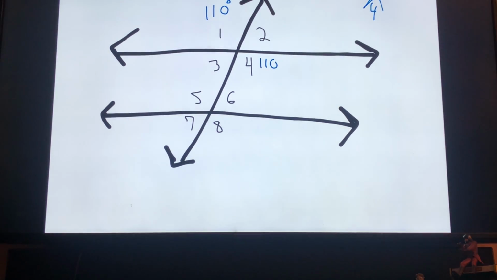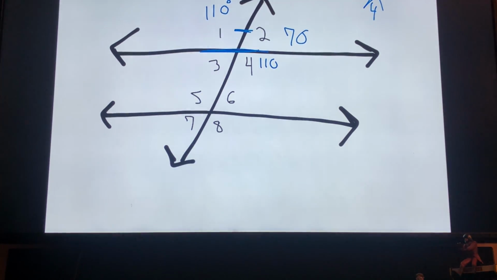This right here is a straight line, 1 and 2. So if this is 110, what should the other one be by just using deductive reasoning? 70, because this is a supplementary going this way. Well, now that we know this is 70, guess what 3 should be? Because 2 and 3 are touching each other, 70.